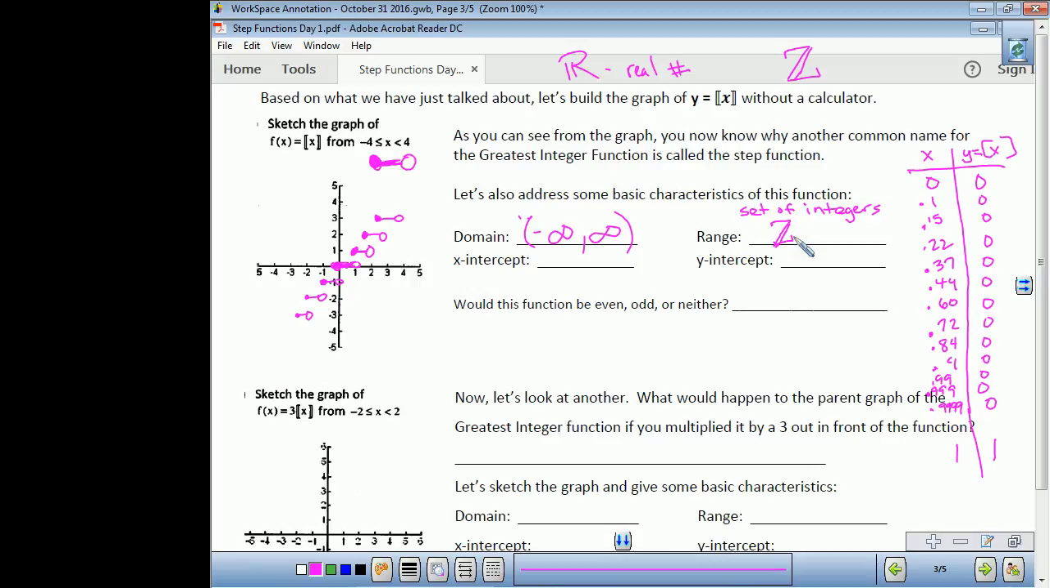The double Z represents the set of integers. If you'd rather write the set of integers, go for it.